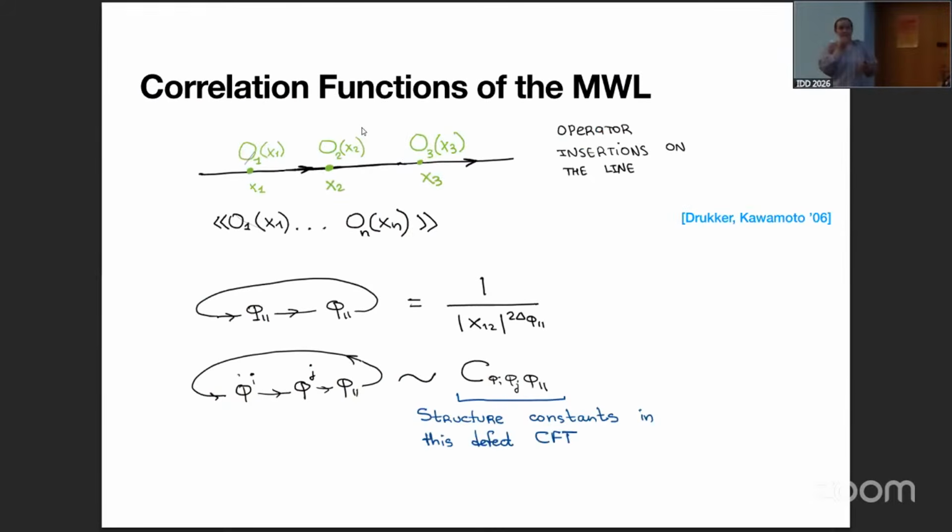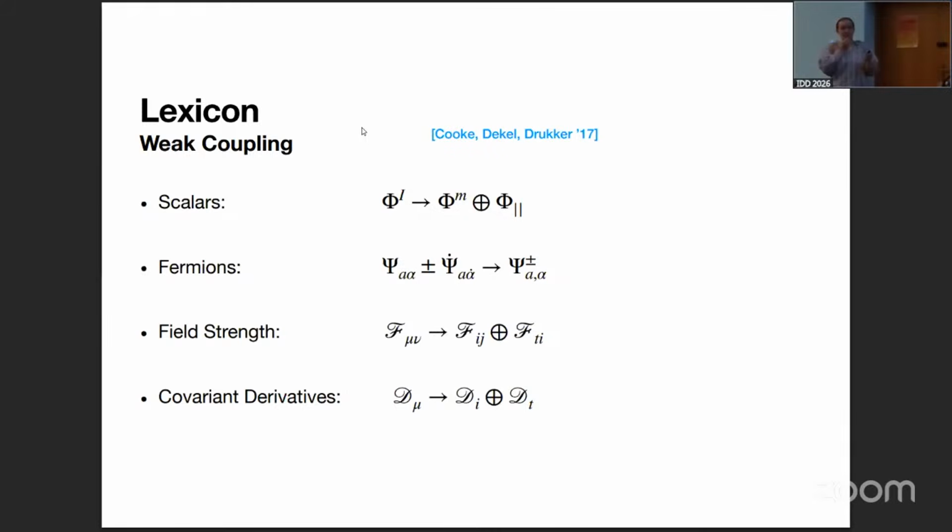Okay, so to see what's going on, which operator insertions we can have. We have scalars as I described, and then we can also have corresponding fermions with broken symmetry. Same for the field strength. Because of the line, because of the broken symmetry, you can get these components, and then you can have covariant derivatives, one of which is along the line defect, and another one is just SO3 derivatives. So these are the letters at weak coupling, which we call the lexicon.